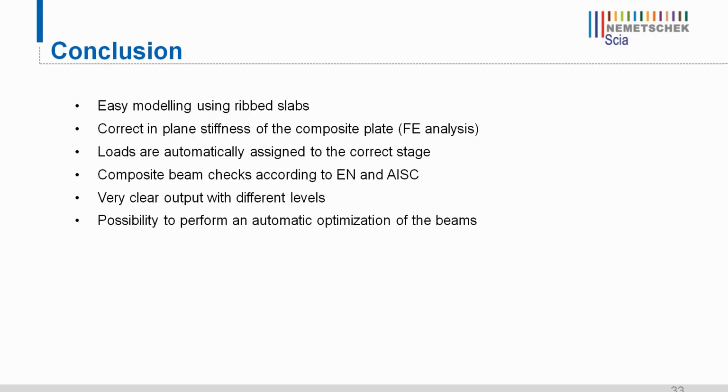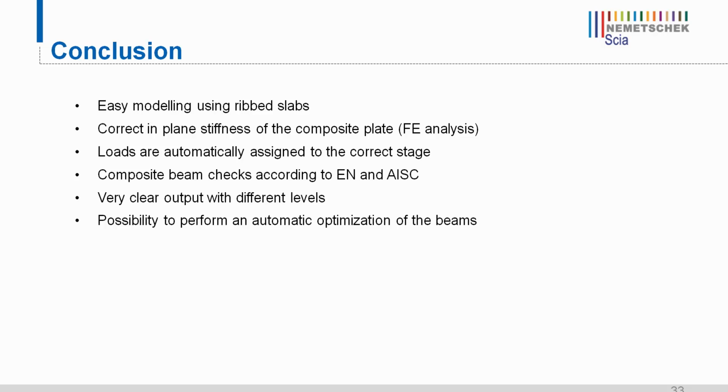One of the advantages is that Scia Engineer now correctly calculates the in-plane stiffness of the composite plane, meaning that there is no load panel needed because you are physically modeling the concrete slab with the steel sheeting. And the loads are automatically assigned to the correct stages, so self-weight construction stage, permanent loads final stage long term, take creep into account, and the variable loads final stage short term without taking creep into account.